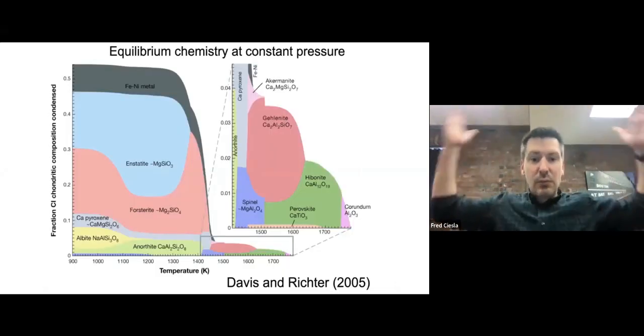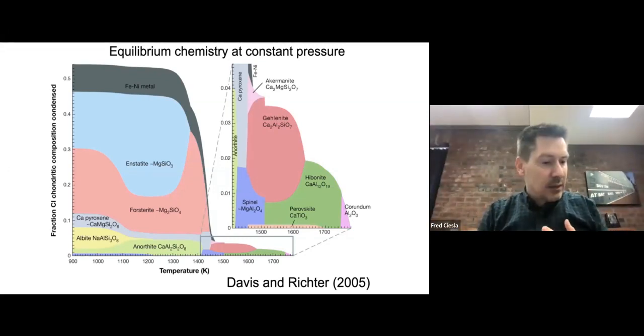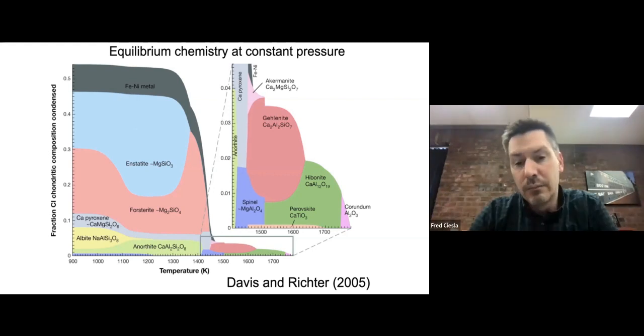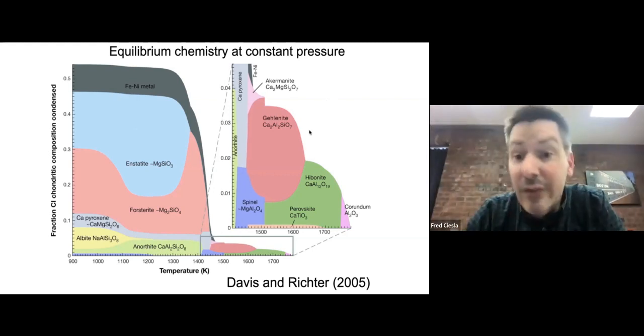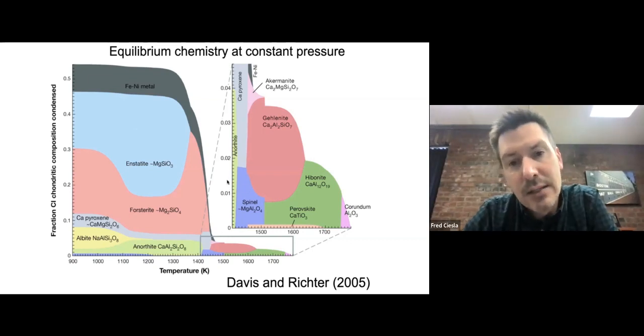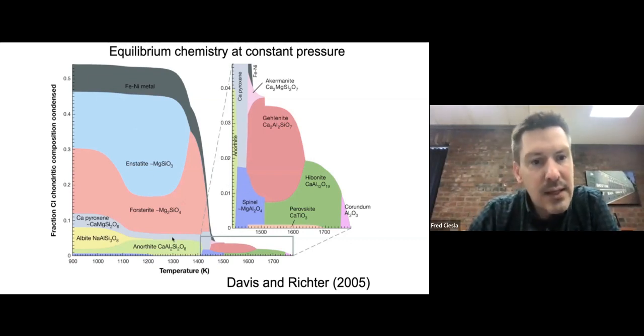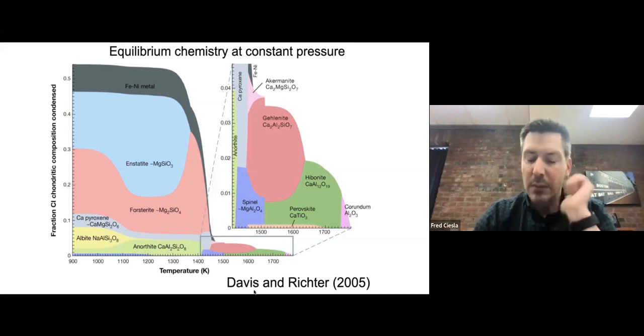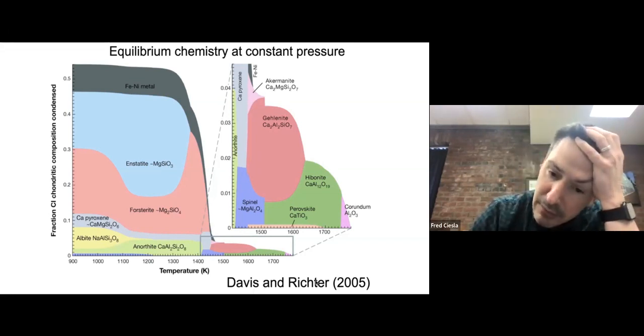Now the question is, should we believe this? And I've talked about why this is something that people have used. Is there any merit to this? And certainly there is. And so what I'm showing is a different version of the same condensation calculation, focusing at high temperatures. This is taken from a paper by Andy Davis and Frank Richter, a review chapter from 2005.